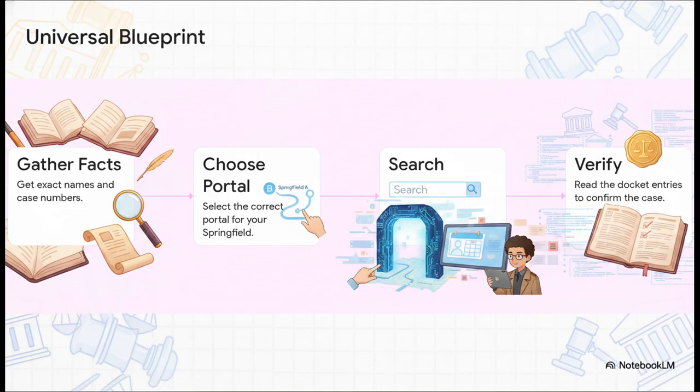Step 3, run the search. If you have the case number, use it. That's the fastest route. If not, use the last name and filter it down by filing dates or the attorney's info. And step 4, verify. Look at what's called the docket. A docket is basically just an index or summary of everything that's happened in the case. Check those entries to confirm you've got the right person and the right file.